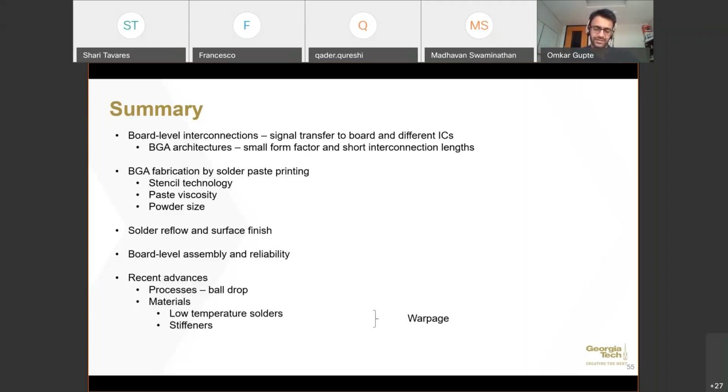Then from a material standpoint, how the stiffeners and low temperature solders address the warpage issue. And polymer collars, reworkable underfills, and doped solders address the TCT reliability or solder strains issue. Finally, I talked a little bit about the socketable BGAs, or the work that we are doing at Georgia Tech.